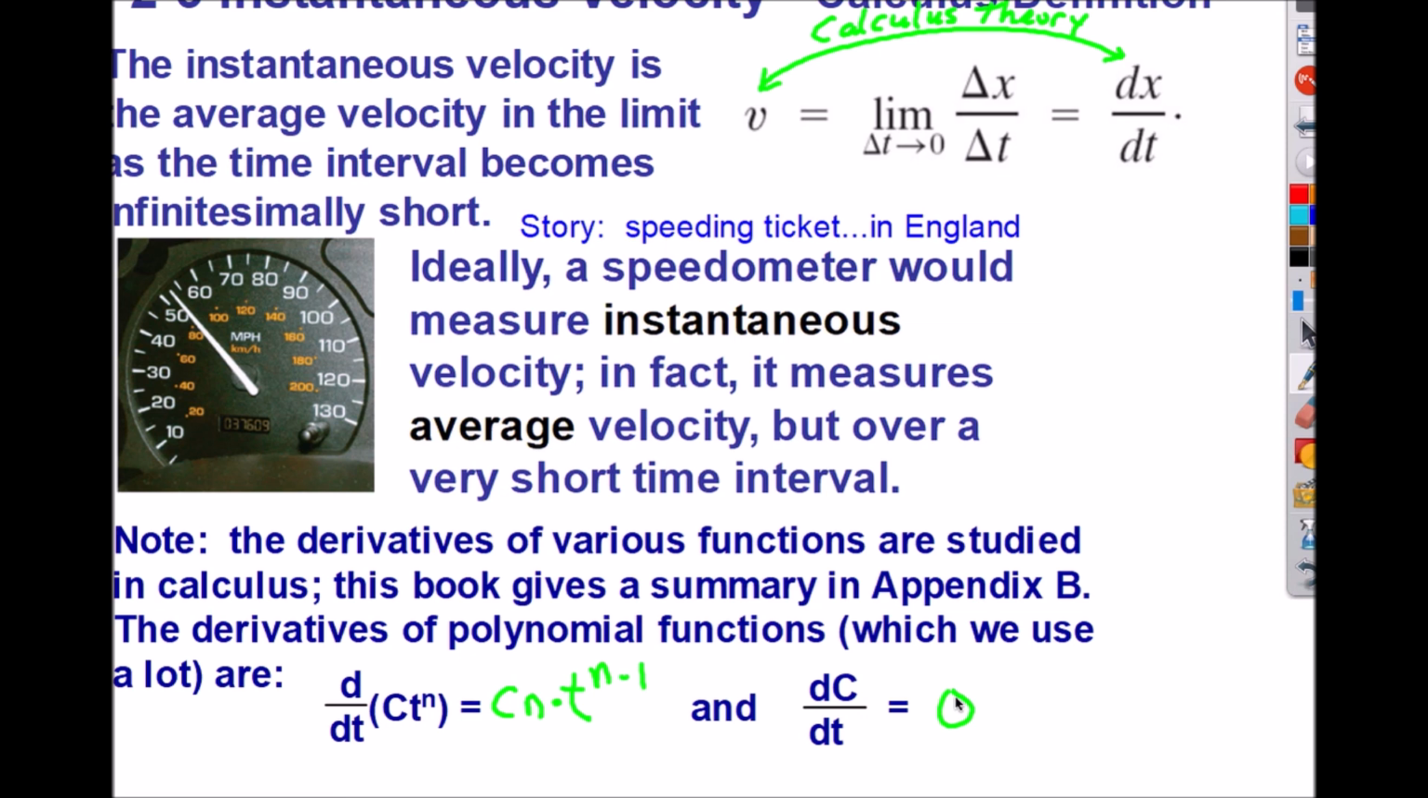I'm going to go ahead and stop this video here as sort of theory. I'm going to put a couple of other videos out there to show you how we might be able to use this in practice, and then certainly we'll practice this concept in class. So there we go. That completes this video on instantaneous velocity.